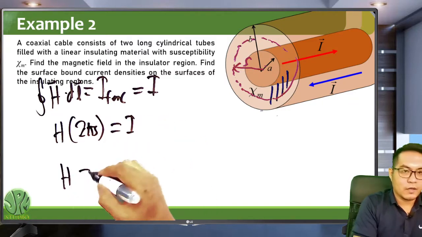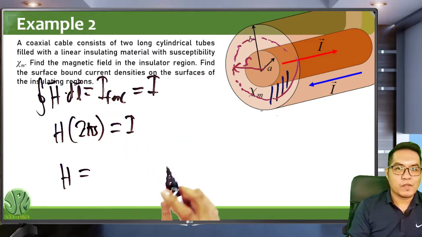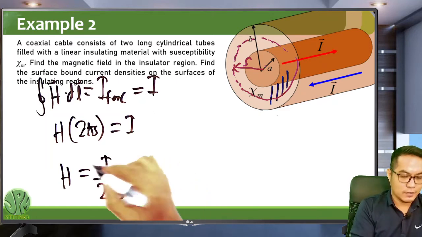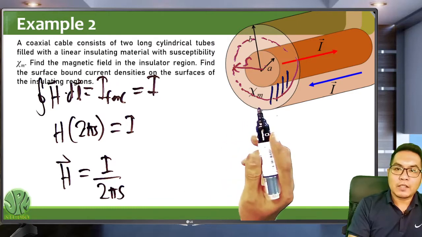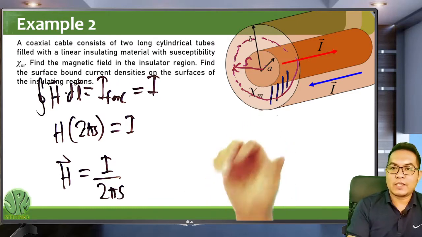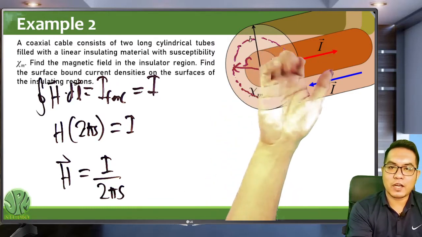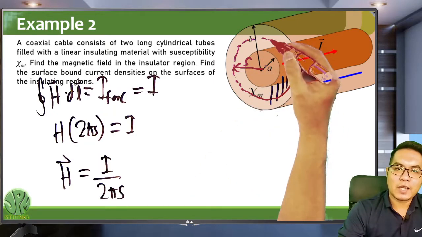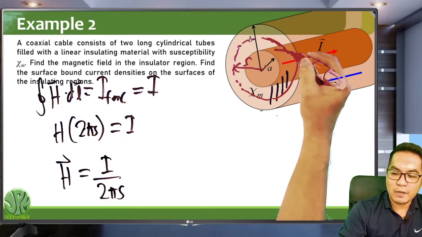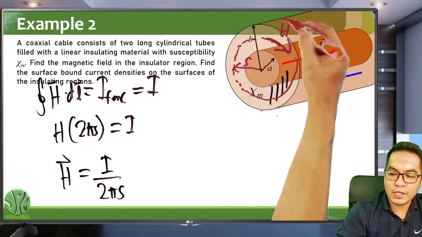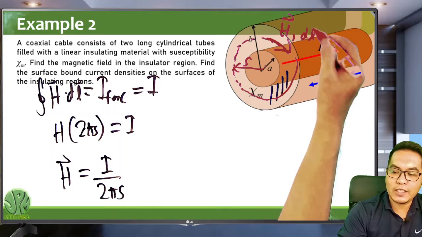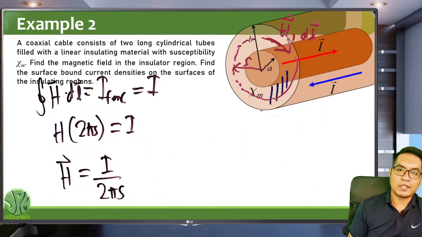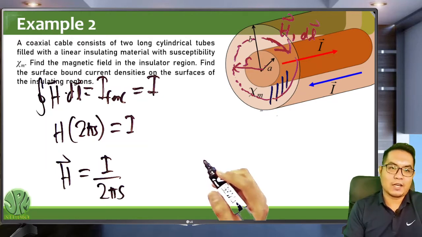So our auxiliary field is just I over 2 pi S. And the direction of the auxiliary field, if this is the direction of the current, is curling around the current, so it's actually in the phi hat direction. So the direction of the auxiliary field H is in the same direction as this, and this is also the direction of our dL. So that H dot dL is just H dL. So they're both in the phi hat direction.